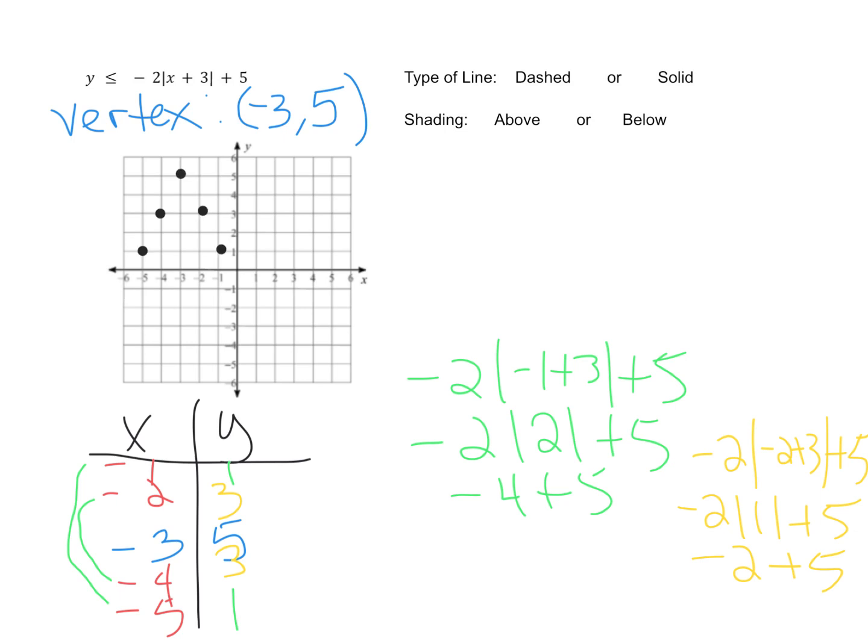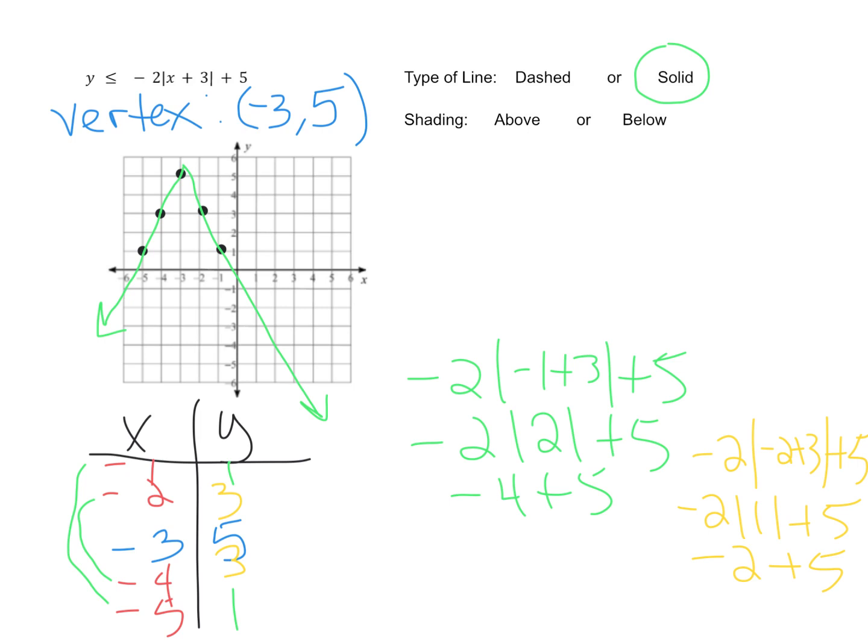Now that I've plotted my points, I need to go back to my inequality, and I see less than or equal to. Since it has the equal to with it, it means it's going to be a solid line. So I'm going to connect my points, making my V with a solid line. Please make sure that when you draw it, you extend your V through the entire coordinate plane, so when you shade either inside or outside of the V, you can clearly see where the shading is.